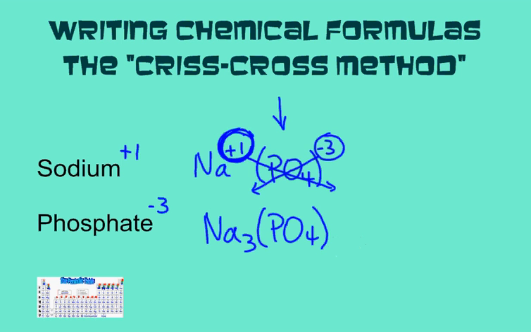So we have sodium phosphate there. Hopefully this helps as far as using the crisscross method. I think it's a simple way to see how elements or an element in a polyatomic ion are going to form chemical bonds and how to write the formula.